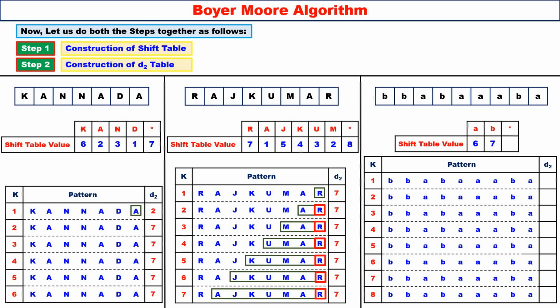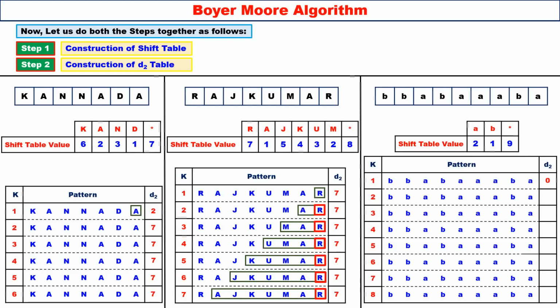Again, for B, it should be updated to 5. Again, for A, it is updated to 4. Again, it is updated to 3. Again, it is updated to 2. And for the last but one character B, it is updated to 1. And for all the remaining characters, it is 9 because the length of the string is 9. So shift table values are done for this string.